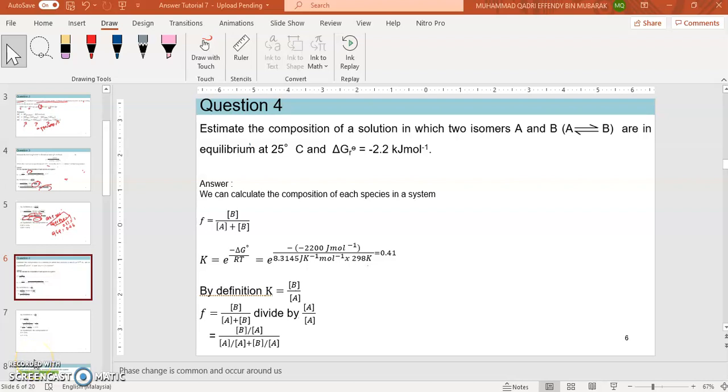And next, this question is identical or similar in concept to question 3. The question asks us to estimate the composition of a solution in which two isomers A and B are in equilibrium at 25 degrees centigrade, and the Gibbs energy for the solution is 2.2 kJ per mole.